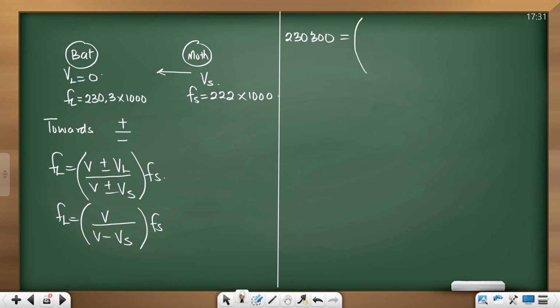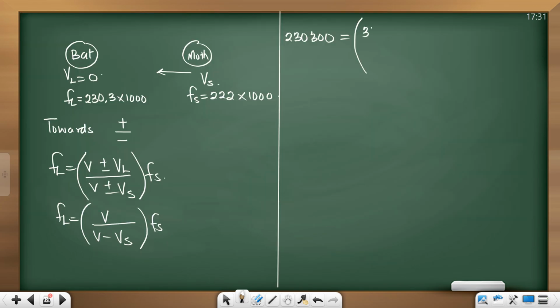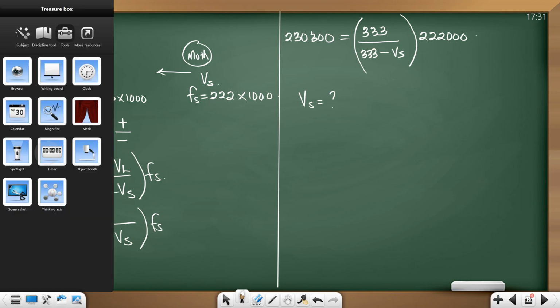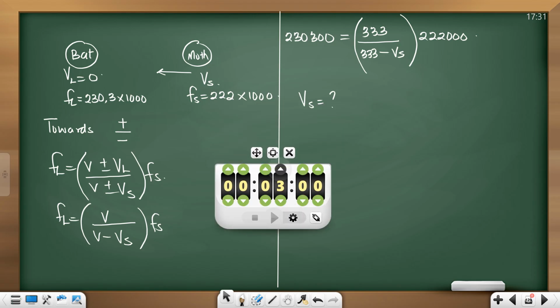Equals to, do we have the speed of sound? 333. Please use whatever they give you, over 333 minus VS. Everything multiplied by what? 222,000. Please do the maths. Let's check your maths. Let's give you 2.5 minutes for the maths. Or for writing, I know you are still writing, so 3 minutes. And calculating as well.